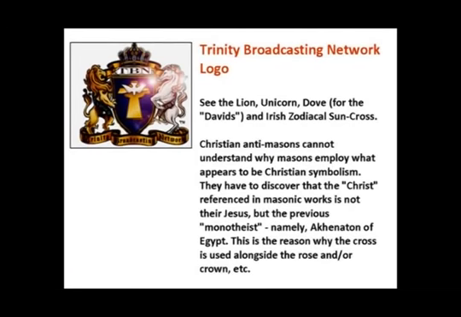Here we have the logo for Trinity Broadcasting Network. Again, we see the lion, the unicorn, the dove. The dove stands for the Davids, and the Irish zodiacal sun cross. Now, Christian anti-Masons cannot understand why Masons employ what appears to be Christian symbolism. They have to discover that the Christ referenced in Masonic works is not their Jesus, but a previous monotheist, namely Akhenaten of Egypt. This is the reason why the cross is used alongside the rose and or the crown.